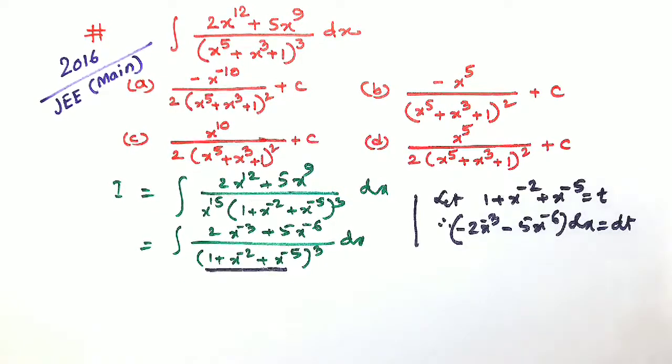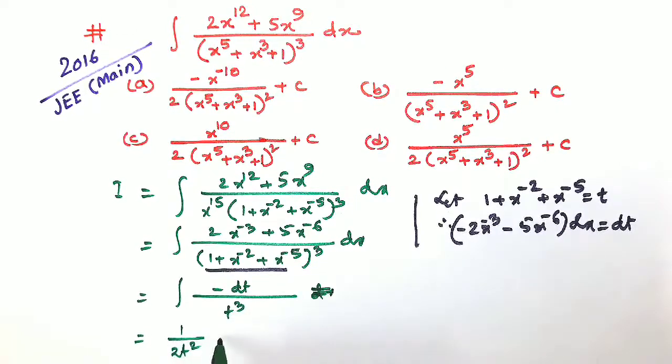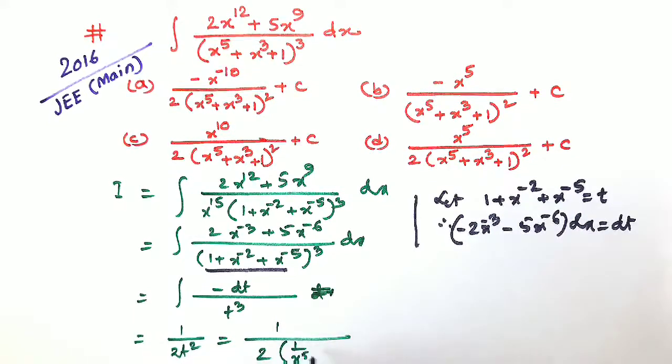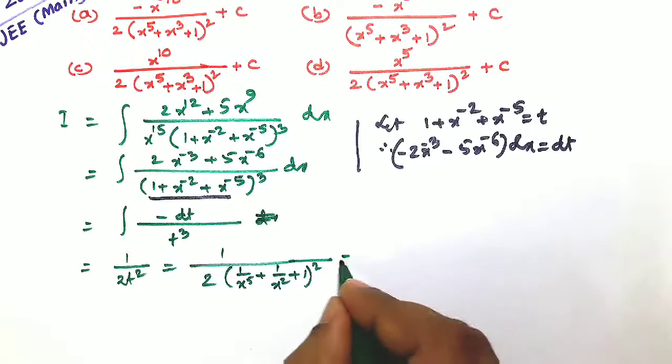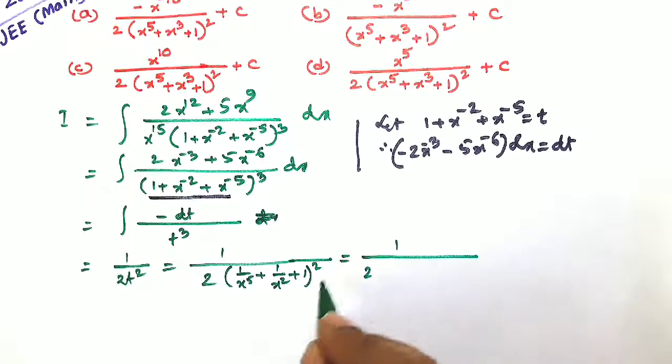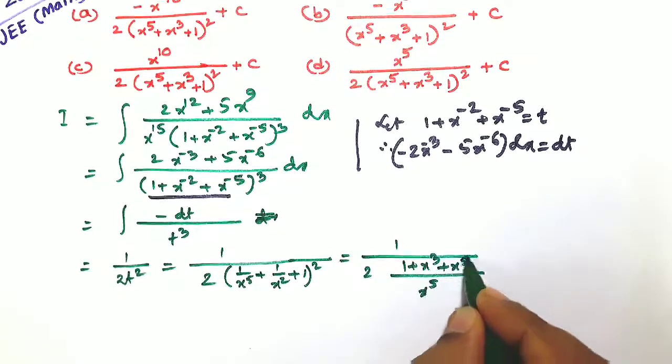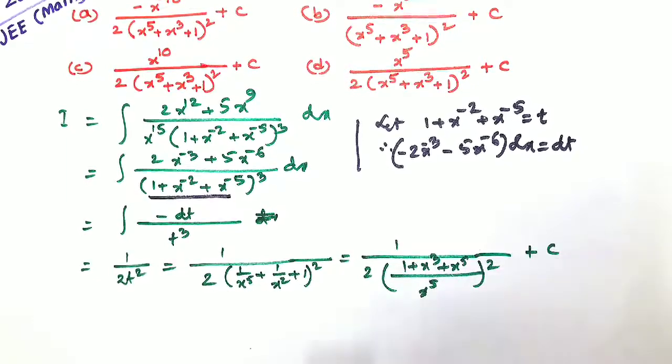Now see that the numerator is 2x to the power minus 3 plus 5x to the power minus 6. The minus sign will be transferred to the right side. So this is equal to integration of minus dt upon t to the power 3, that is equal to 1 upon 2t square. T is equal to this one, so it will be 1 by x to the power 5 plus 1 by x to the power 2 plus 1 whole square, and this is equal to 1 upon 2 times, and the LCM is x to the power 5, so x to the power 5 into 1 plus x cube plus x to the power 5 whole square plus c.